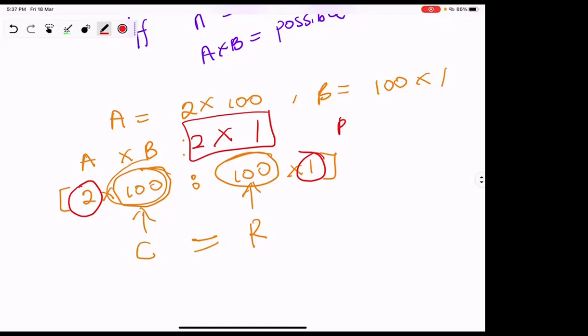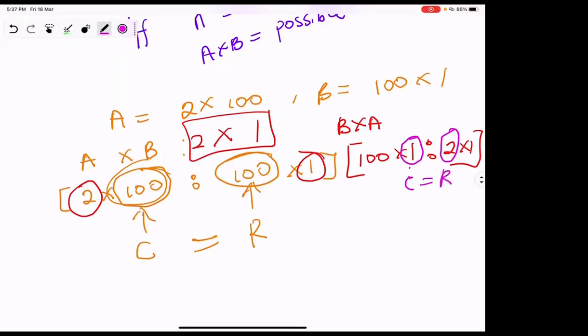Let's see if B times A is possible. B times A means that the dimension of our first matrix is 100 by 1, followed by the dimension of our second matrix, which is 2 by 1. For B times A to be possible, it means that columns in our first matrix must be the same as rows in our second matrix. But columns here is not the same as rows in our second matrix. Therefore, B times A is not possible, right? So we simply write undefined.